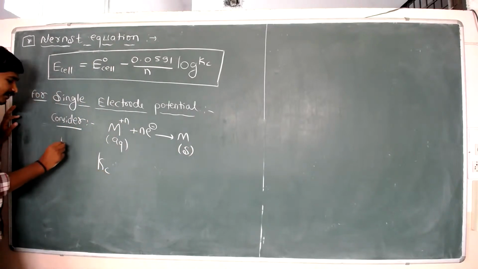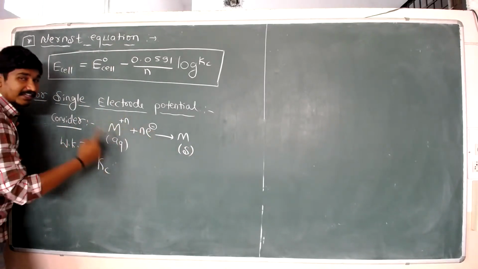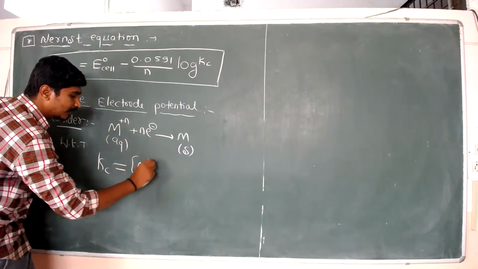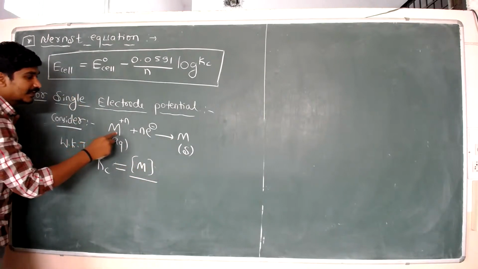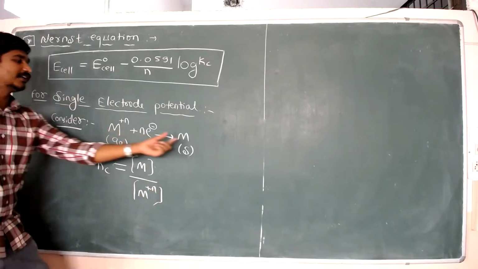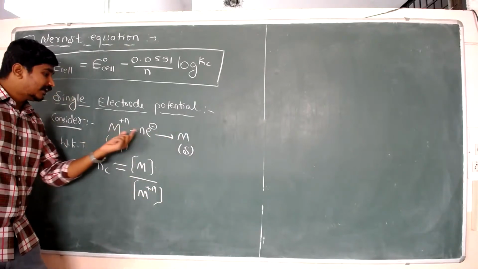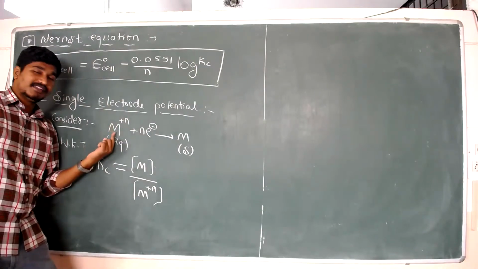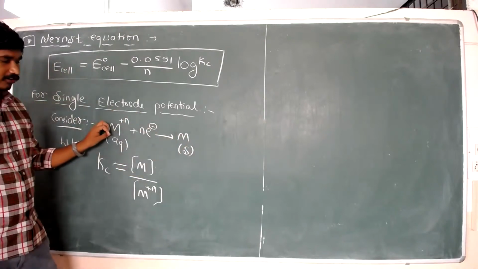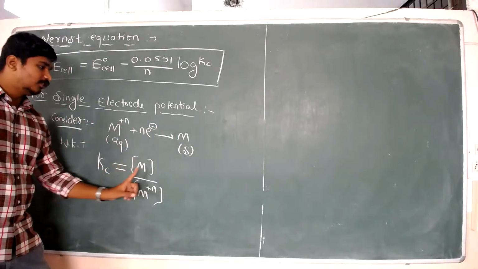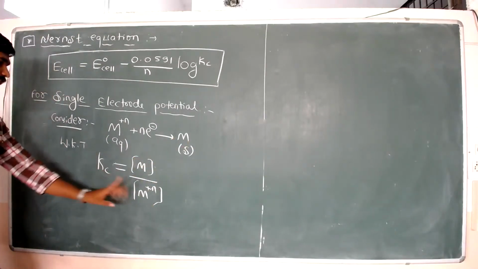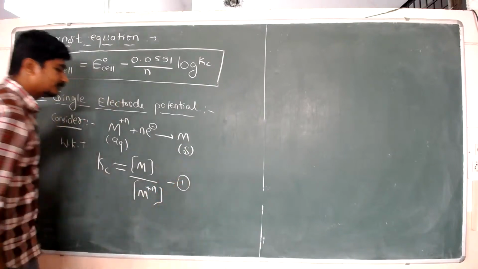Kc, we know that the equilibrium constant for this reaction is Kc equal to, already you know, concentration of product, that is M, divided by concentration of reactant, that is M to the power plus n, the metal ion. The product is metal, the reactant is metal ion. After gaining n number of electrons by this metal ion, it is converted into metal. Right? This one is a reduction reaction, gain of electrons, that is reduction. Now, this one is the equilibrium constant, concentration of the product divided by concentration of the reactant. Right? Kc value. Now, I am calling this one equation 1.